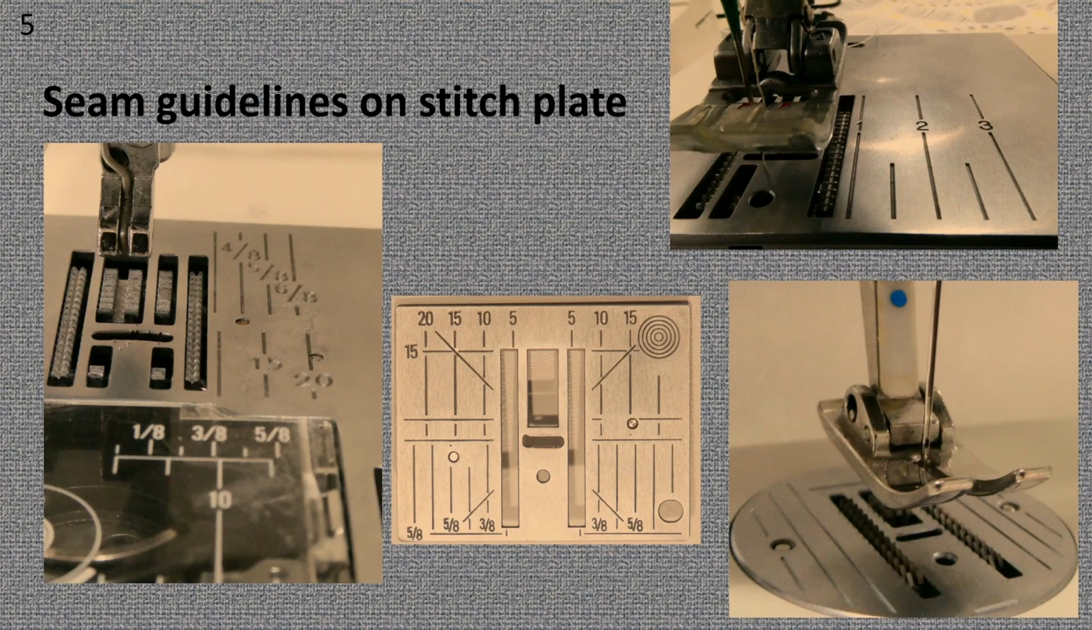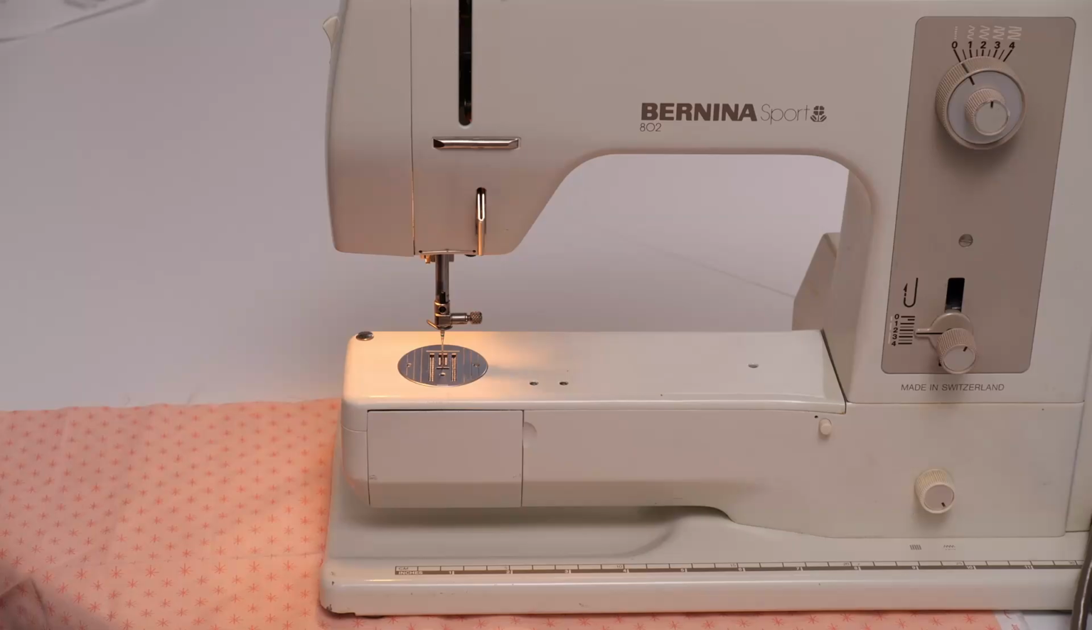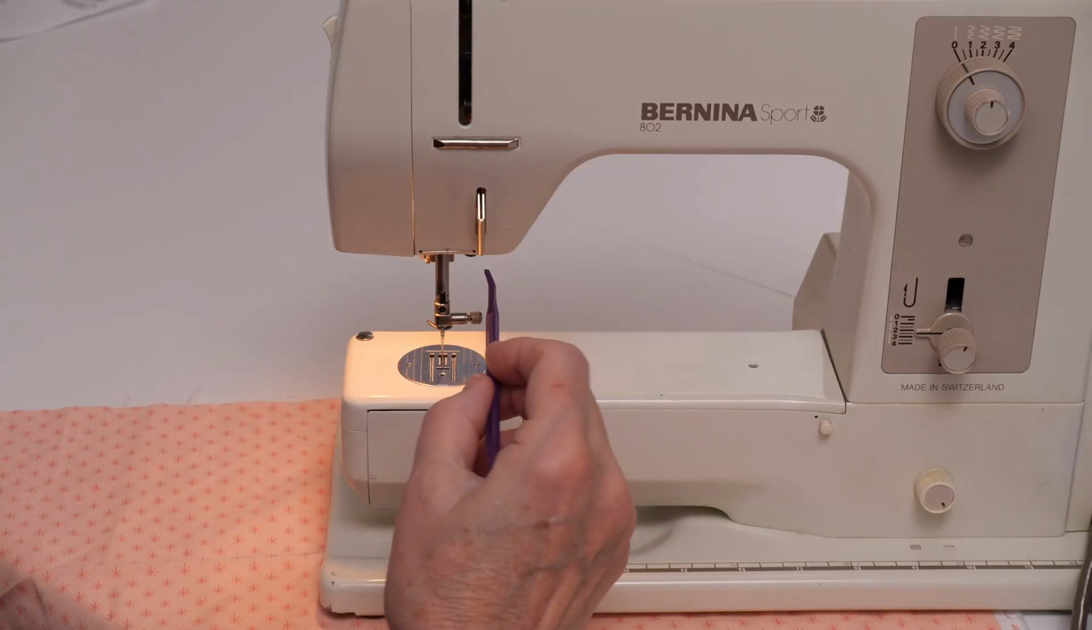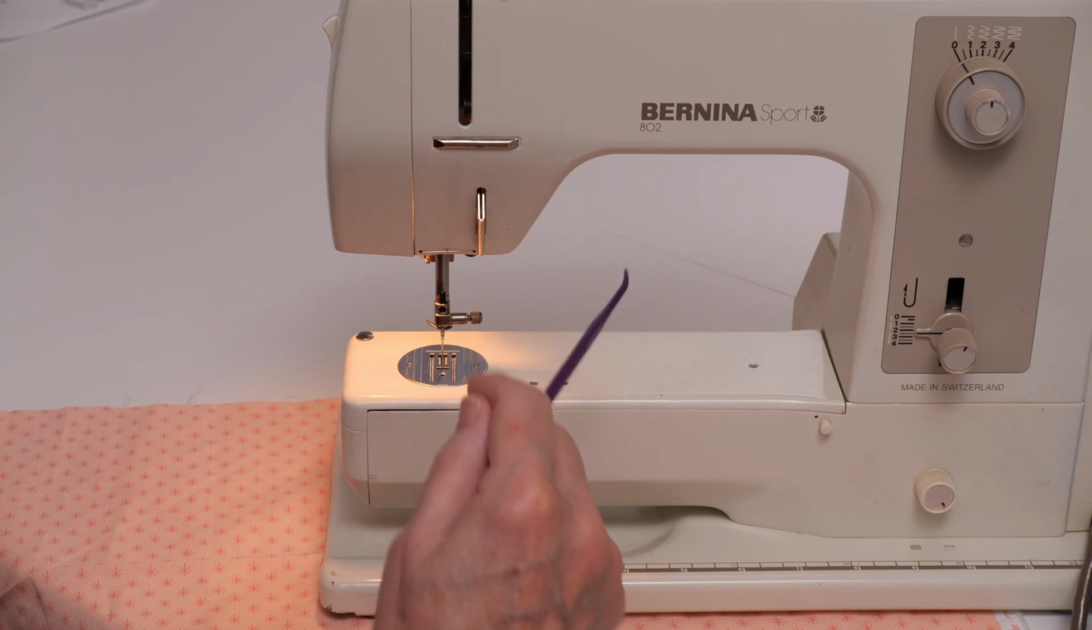Your stitch plate may look similar to one of these. Each machine is different. Let's look at a few common ones. The stitch plate on the left has 3 lines. The one on the right has 5 lines. Neither one of these have any numbers etched into the metal. The lines on the stitch plate are measurements from the needle to the line.